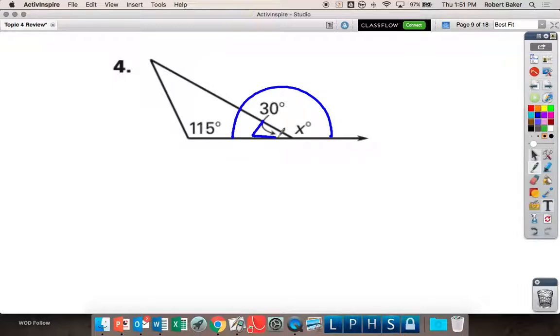This angle is 30. So how many degrees does that angle on the inside and that angle on the outside have to add up to? 180. So 30 plus x equals 180. This is kind of a distractor.